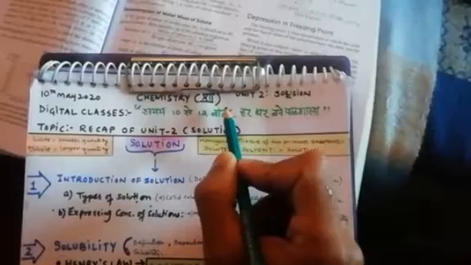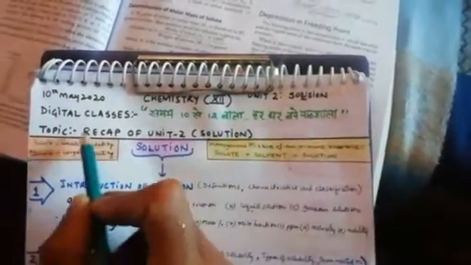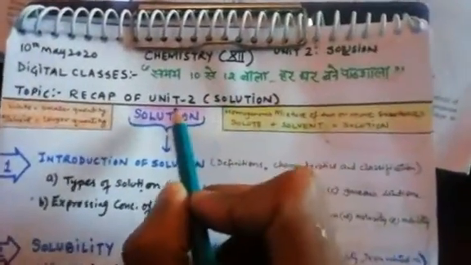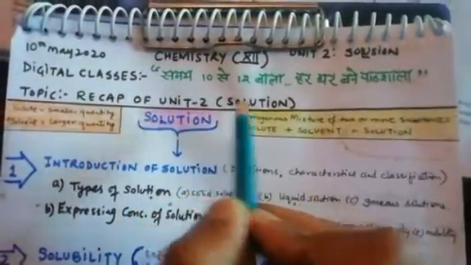This is your Chemistry period class +2. As usual, we are doing our Unit 2, Solution. So in this particular video, I am going to recap whatever we have done last week before going to start today's topic. So let's start the recap of Unit 2, that is Solution.